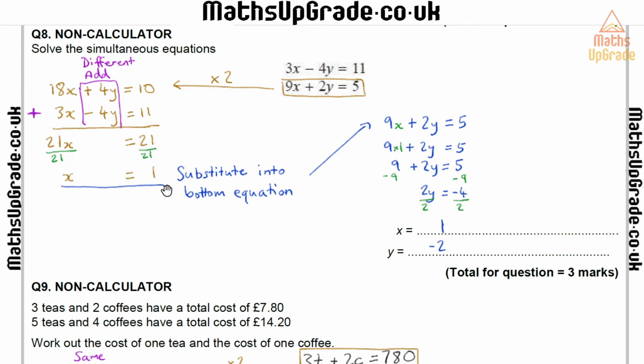I just need to substitute this into any equation here. I'm choosing the bottom equation since it looks a bit easier. So 9 times 1 add 2y equals 5. So that means that 2y would be equal to negative 4, and so y equals negative 2. So x equals 1, y equals negative 2 for 3 marks.